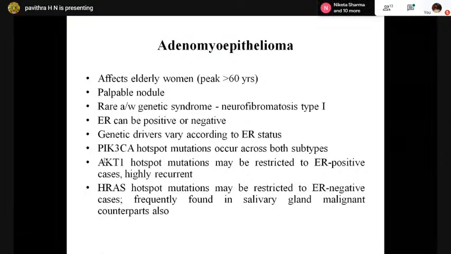So I'll show you with the pictures. They can show a multiple lobulated appearance.